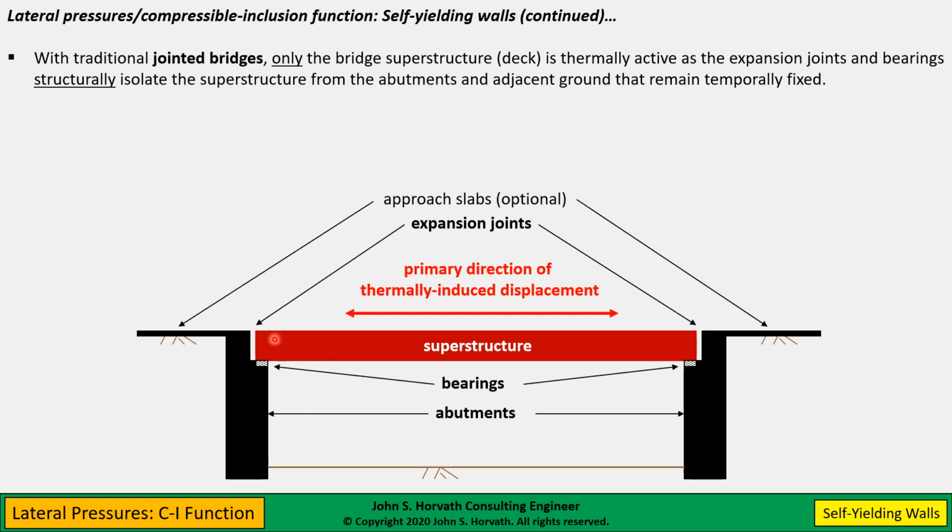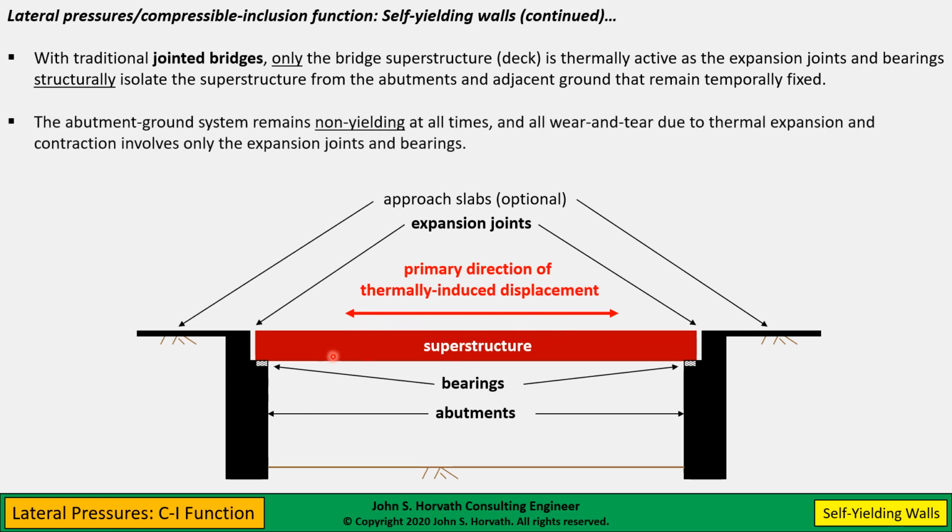So the combination of the expansion joints and bearings isolates this moving superstructure from the abutments and the retained soil behind each abutment, and the abutment soil system remains fixed in time and space. Okay, and that's a very important element of a traditional bridge. These are going nowhere. These are fixed in time and space. This is moving in the life of the structure. All right, so the abutment ground system is inherently non-yielding.